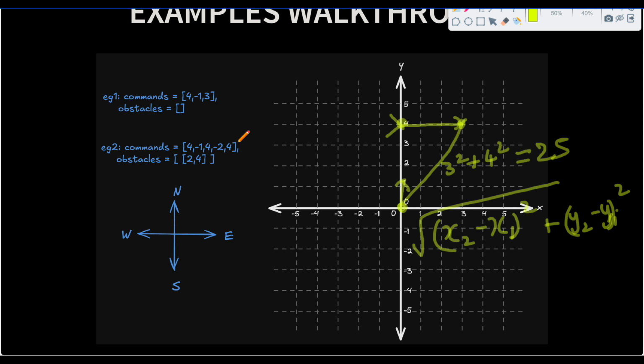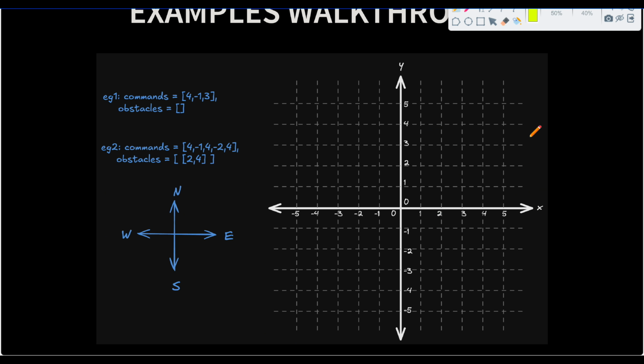Now example 2 is a more interesting one because it has obstacles as well. Now let's clean it up. So now it is given that there exists an obstacle at 2, 4. So let's mark that one. So the robot cannot pass it. Initially the first command is 4 and the robot is at origin facing north direction. So it will move 4 units forward in the north. Then it gets -1, that means to turn right. Now it is facing towards east.